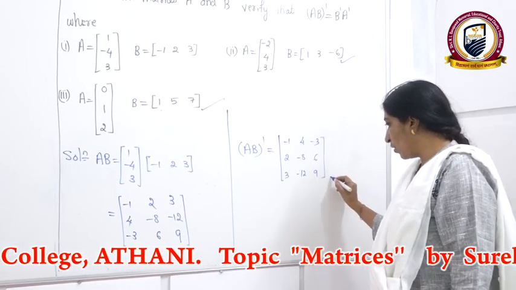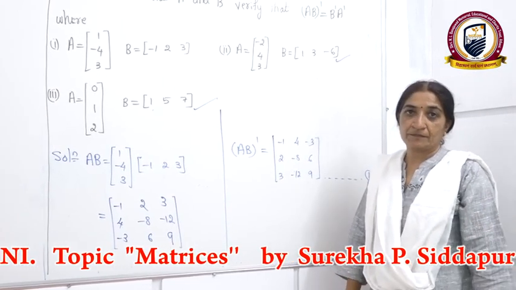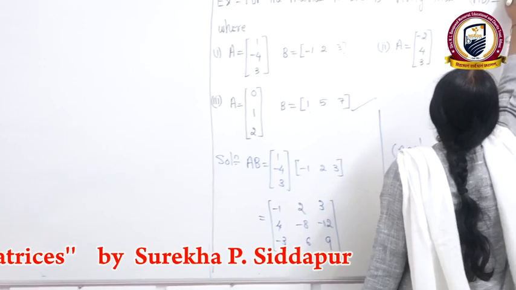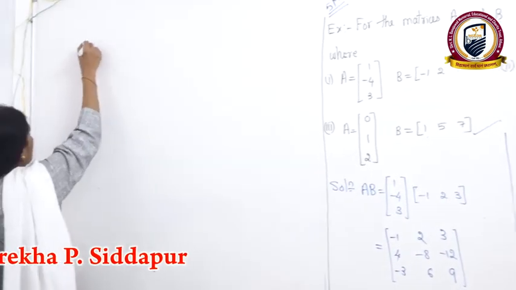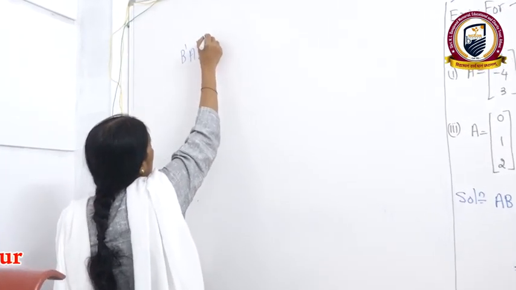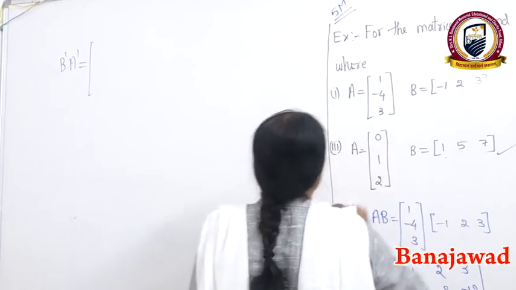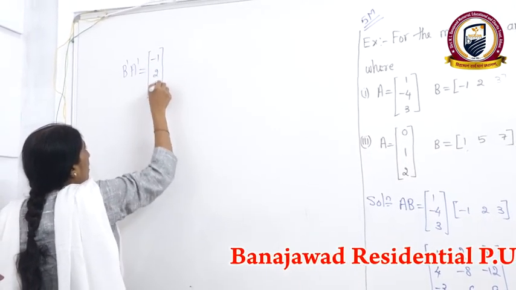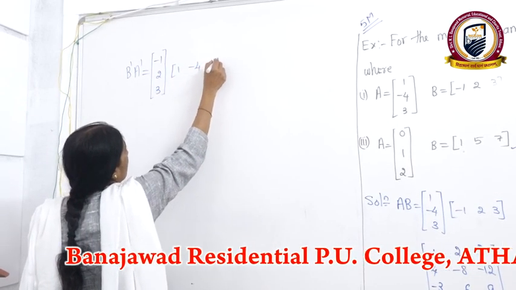Now let us call this equation 1. Here I am moving to the next part, which is B transpose into A transpose. First write down B transpose into A transpose. What is B transpose? B transpose will be, this row changes to column: minus 1, 2, 3. And write down A transpose. It will be 1, minus 4, 3.